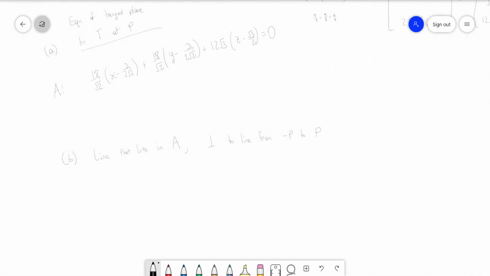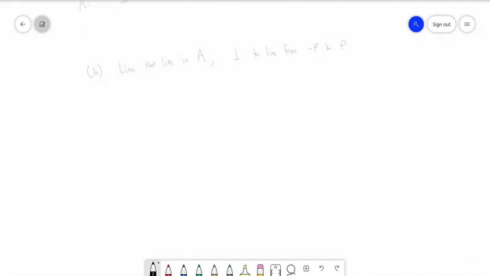So here's sort of the picture that I'm seeing. I'm not going to draw the torus. For those of you who don't know, a torus is just a donut. But let's say here was the tangent plane, which was tangent to the torus at the point P, and also tangent to the torus at the point minus P.